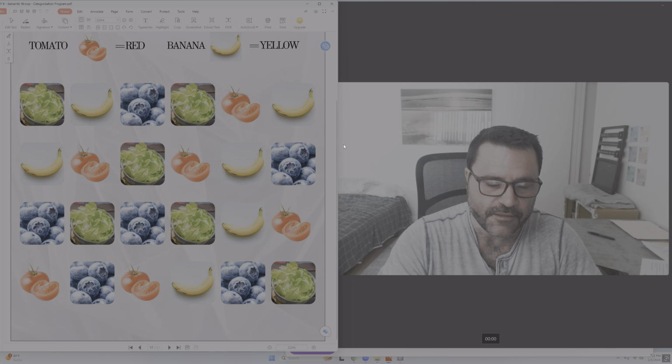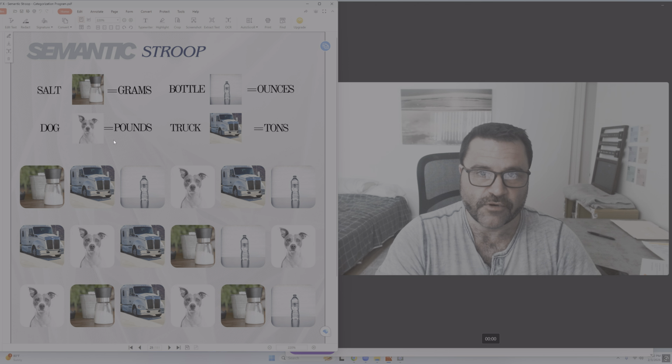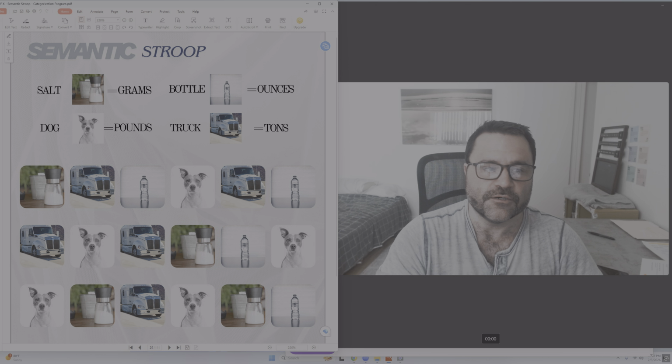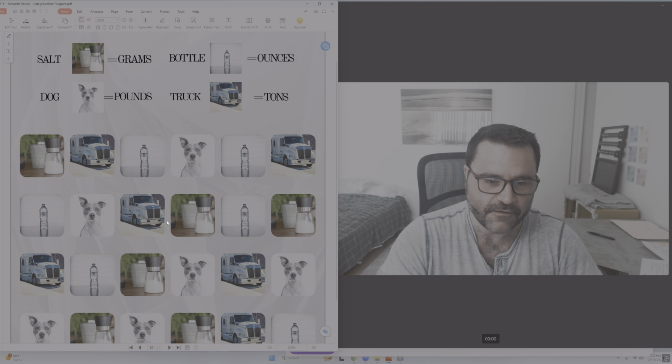And then we start getting really kind of funny. We go into weight. So I use a prototypical example, or as best I could with English culture in California and language. I just tried my best to think of general representations of what this measurement would be. So salt to grams, bottle to ounces, dog to pounds, truck to tons. This is harder. They're having to name the object first, then they're just saying the weight. Then they're alternating, and then they're having to raise their hand and alternate.